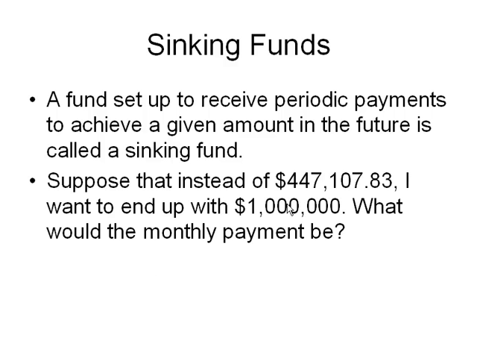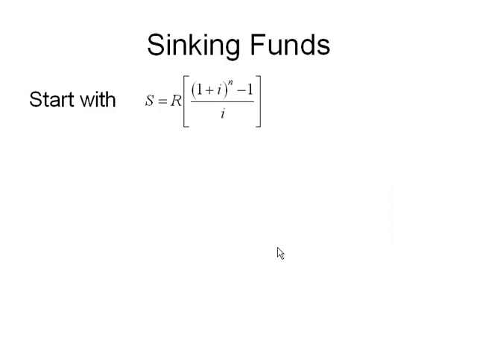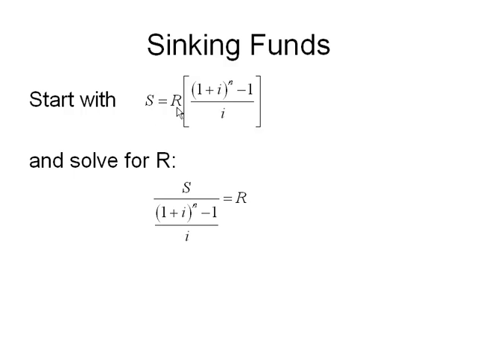So instead of $447,107.83, suppose I want to end up with 1 million. What would my monthly payment have to be? What I know in my future value of an annuity formula is now I know the S, and I want to find R. So what I'm going to do is that big piece in brackets, I'm going to divide both sides by that. So on the left-hand side, I have S divided by the fraction where I have 1 plus I to the n minus 1 in the numerator and I in the denominator.